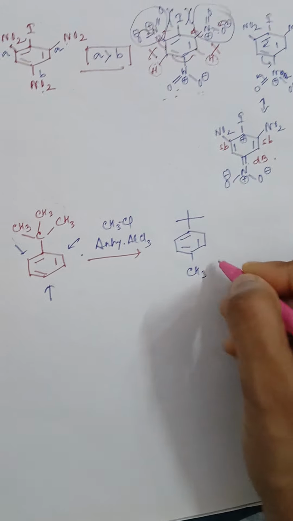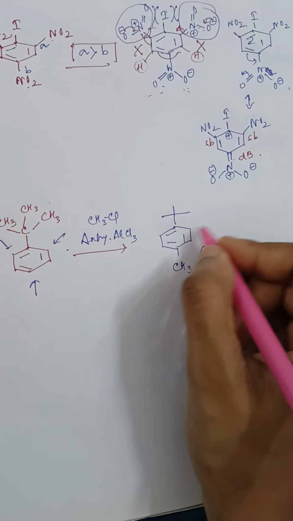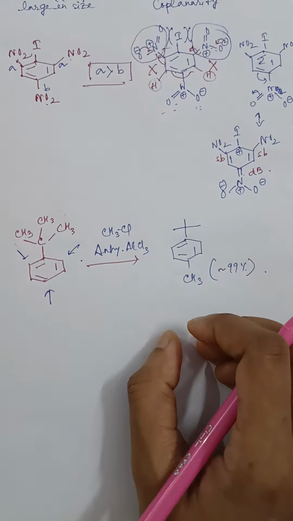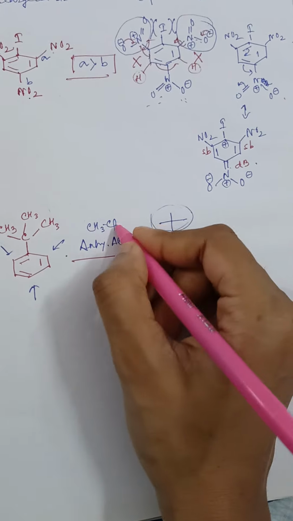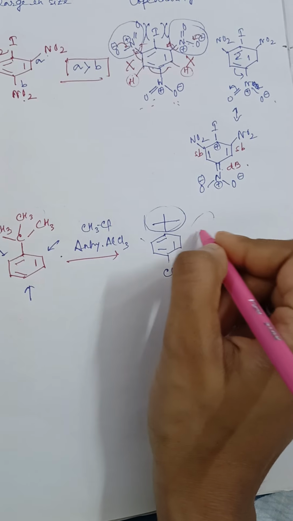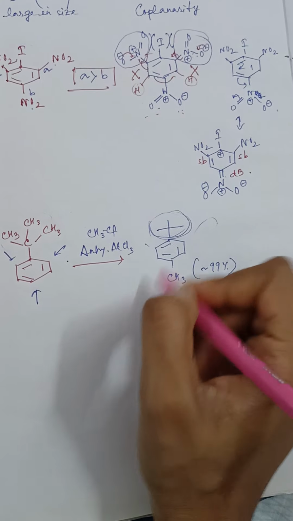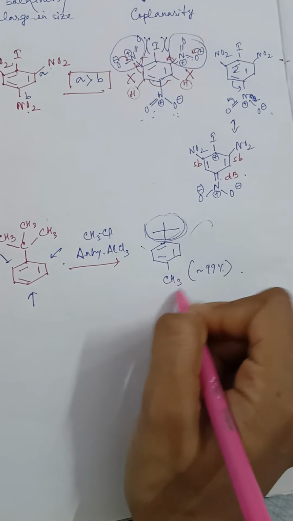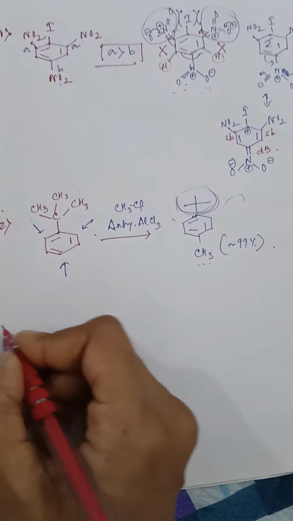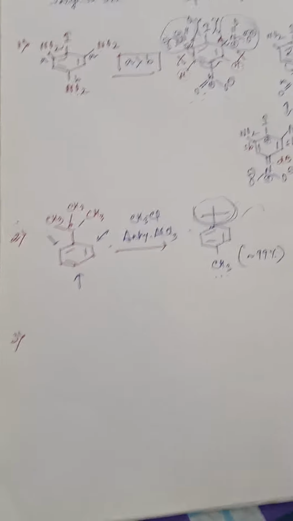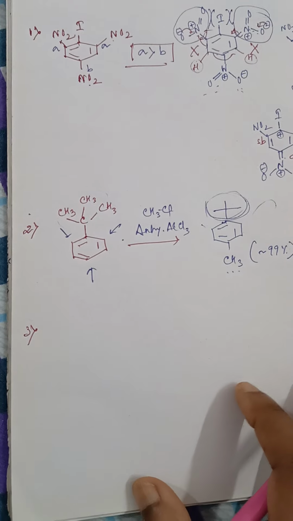I'm writing this group like this. Actually, this is found around 99%. There is no ortho-substituted product of tert-butylbenzene. Why? Because this is already very bulky. So CH3Cl can't enter here, because this is already bulky in size. But here there is no such issue. That's why we get majorly this para product. Now let's move to another example. There are many examples, but in this video I'll show 2-3 examples.